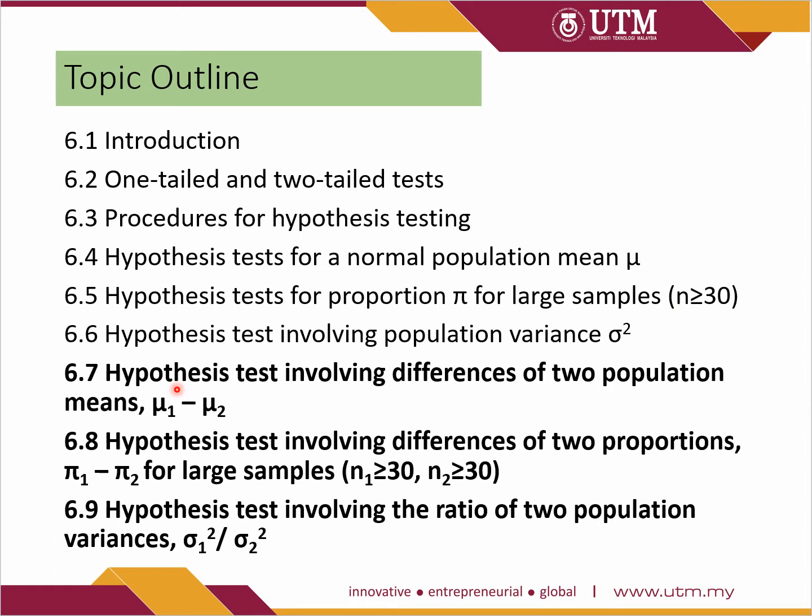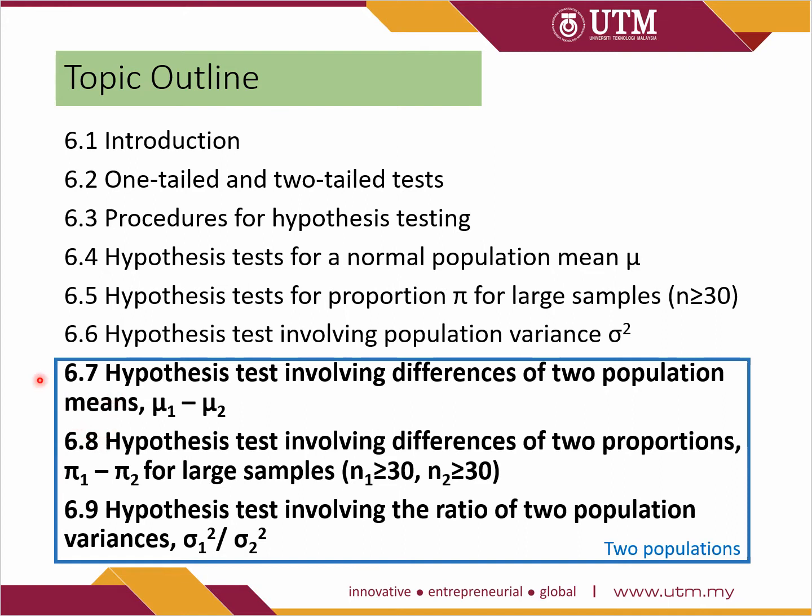In this video, we are going to learn about the hypothesis test for two populations. So the first one, we will identify how to find the hypothesis test involving differences of two population means, involving differences of two proportions for large samples, given the first sample size is greater than or equal to 30 and the second sample size is greater than or equal to 30. And the last one is the hypothesis test involving the ratio of two population variances.